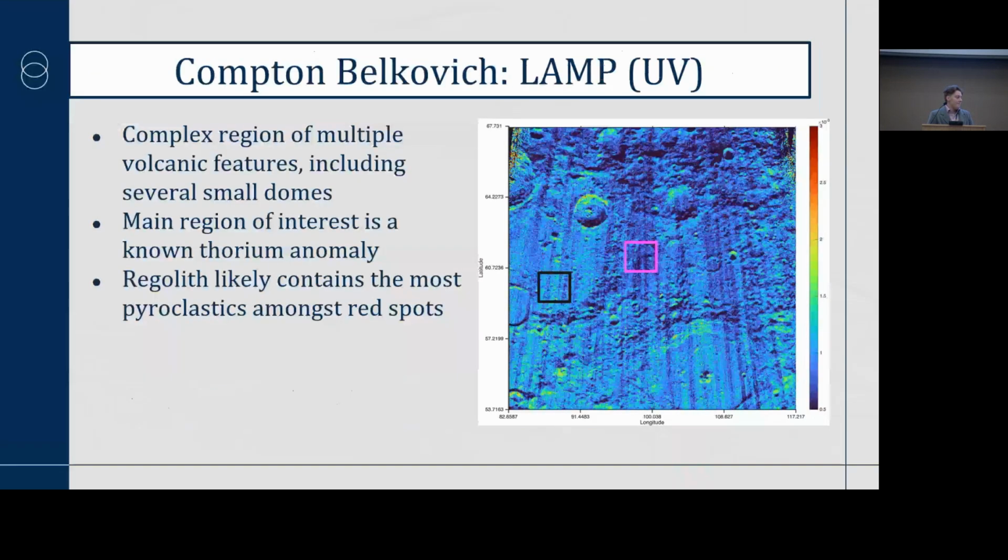Next. And then last, the outlier of the group is Compton-Belkovich. So in the UV, it is the darkest region. And like I said, I focus on where the thorium anomaly was measured in that pink box, and it is darker than this Mare-like region nearby. Because it's composed of so many features, it could be that this darker magnitude overall is because of how much volcanic activity there was, but it is also worth mentioning that because it is a far side spot, it likely has more space weathering.